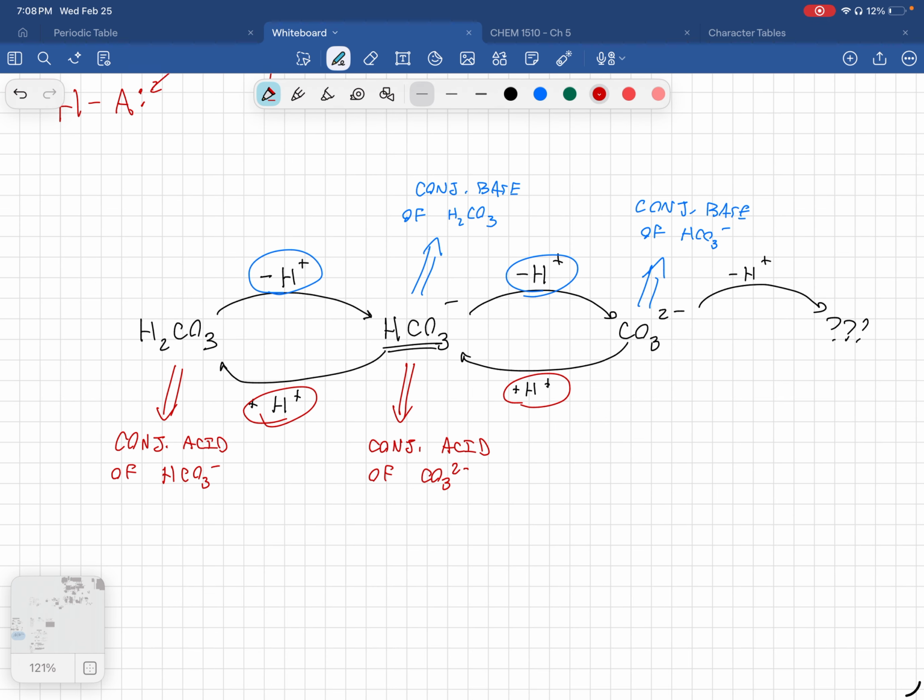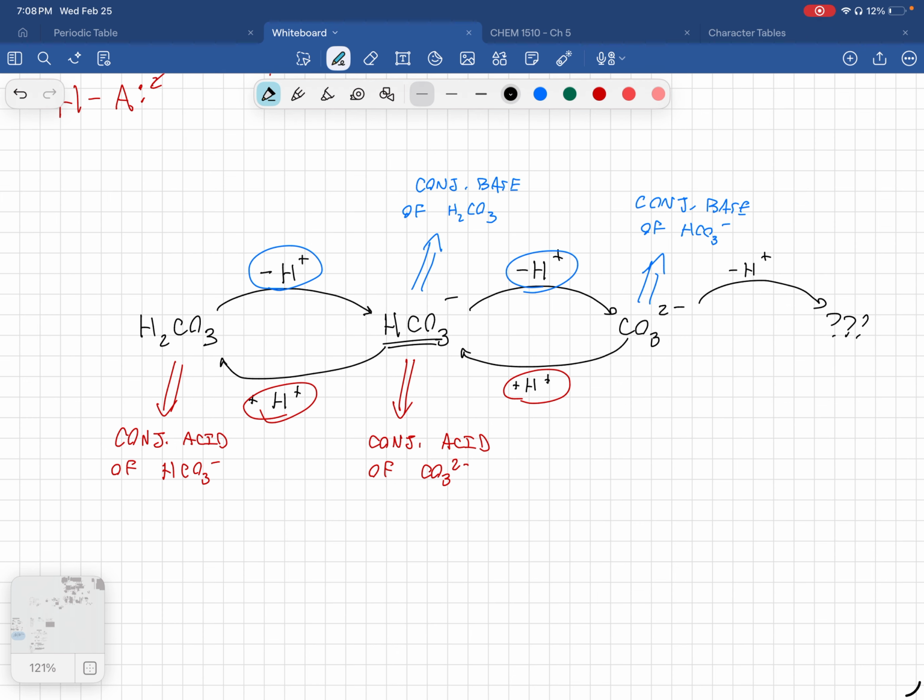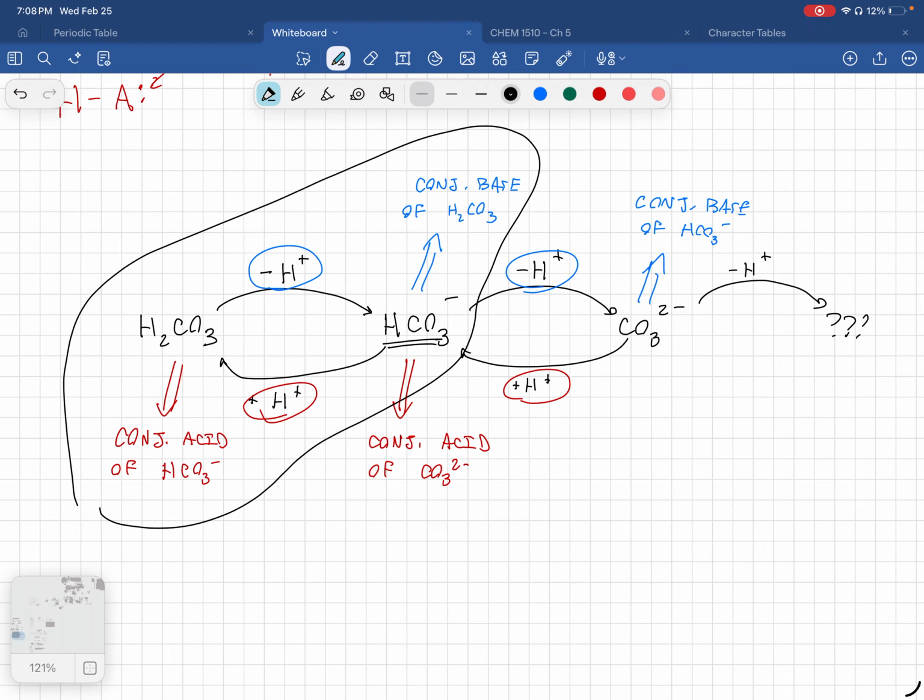This is a good example of what we call a conjugate acid-base pair. H2CO3 is the conjugate acid form of HCO3 minus, and HCO3 minus is the conjugate base form of H2CO3, right? And we could do the same thing over here.